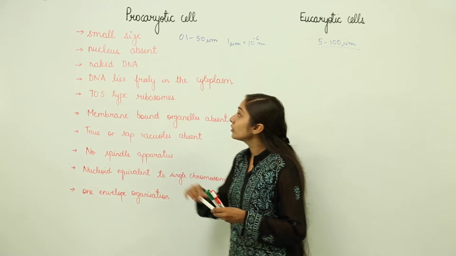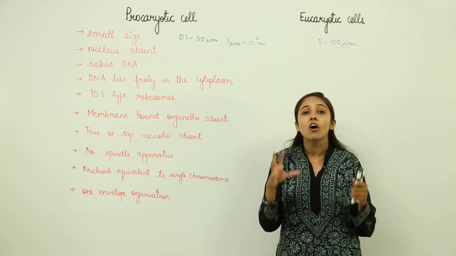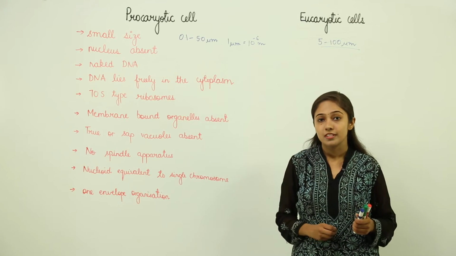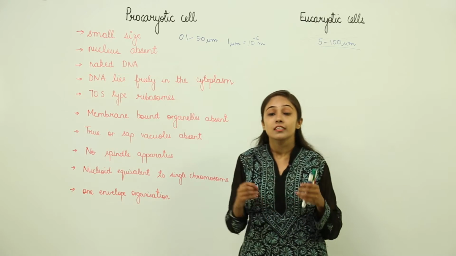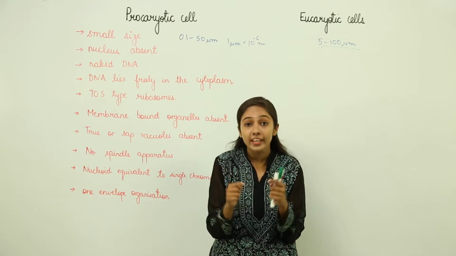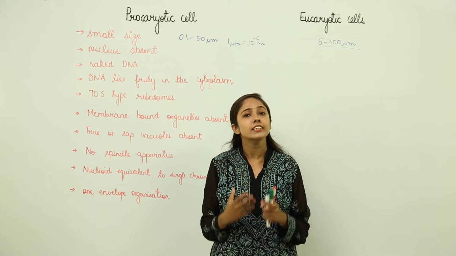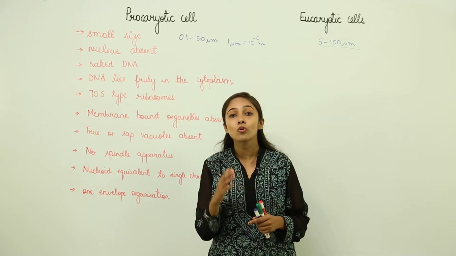Now let's talk about the nucleus. In a prokaryotic cell, a well organized nucleus is absent. Means if we talk about the organization of the nucleus, we are talking about the nuclear membrane. Right? So that is absent in this case. So a well organized nucleus is absent in case of a prokaryotic cell.